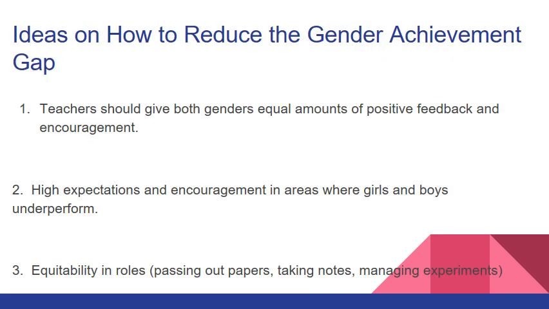There are several ways that you can reduce the gender achievement gap as an educator. Teachers should give both genders equal amounts of positive feedback and encouragement, especially in areas where each gender has historically underperformed. It's also important as an educator that you ensure that each gender has equitability in roles, so that each group has an opportunity to have different positions in the classroom or different roles or jobs, such as passing out papers, taking notes, managing the experiment, being in charge of the materials or in technology.